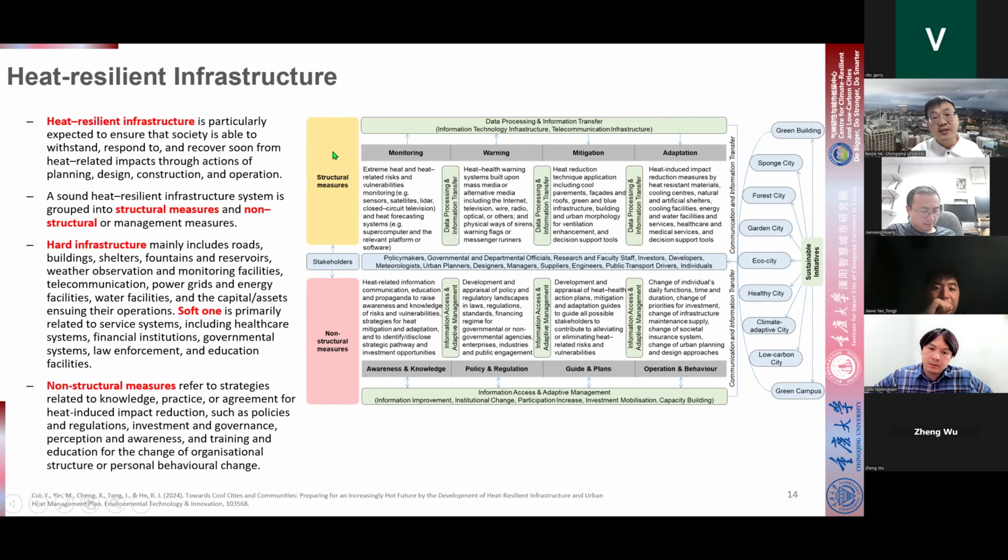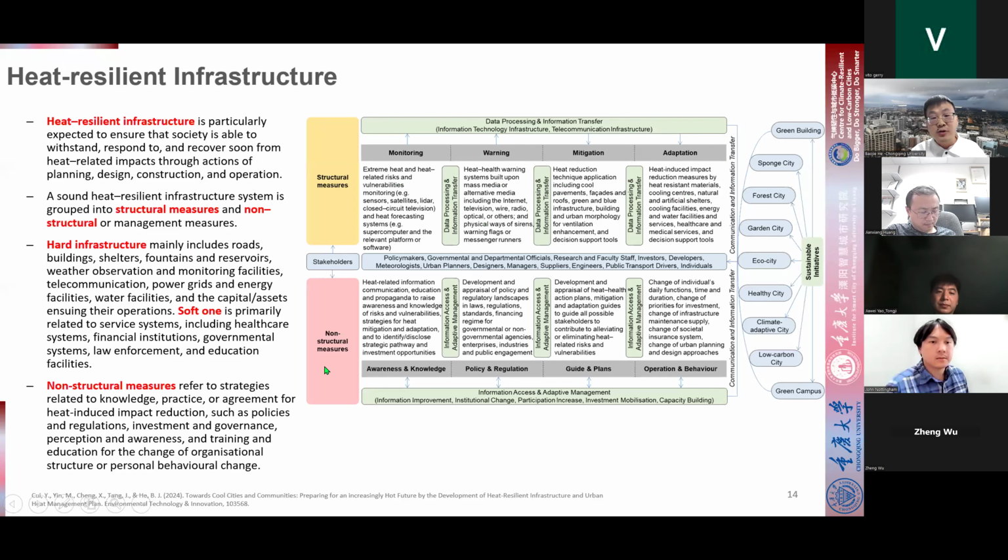So the heat resilient infrastructure consists of the structural measures and the non-structural measures. For the structural measures, it's not just the mitigation and the adaptation. It also includes the monitoring and the warning. Here we advocate to convert the climate indicators to the heat health and to tailor them to the different demographical characteristics and the different urban contexts. So here we have the ICT systems to transfer the information from every stage to the next stage, from one group to another group, and so on.